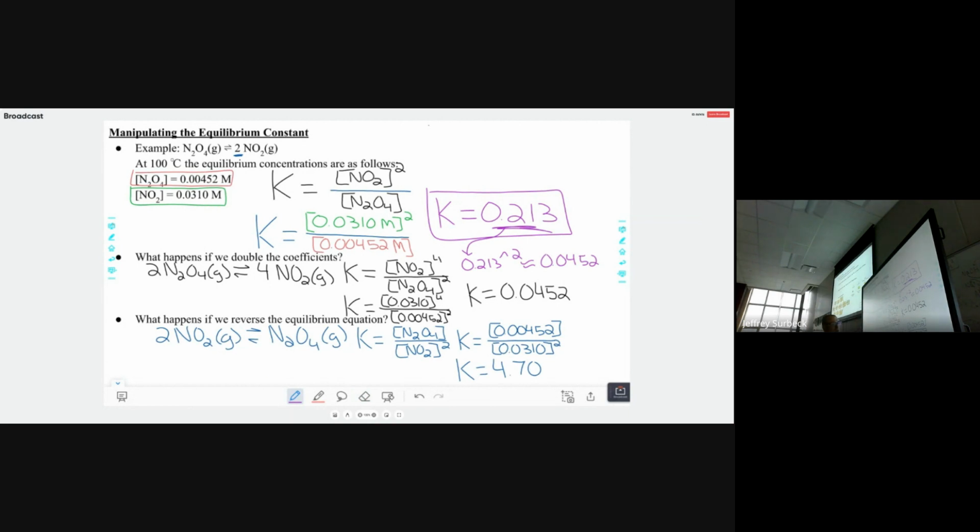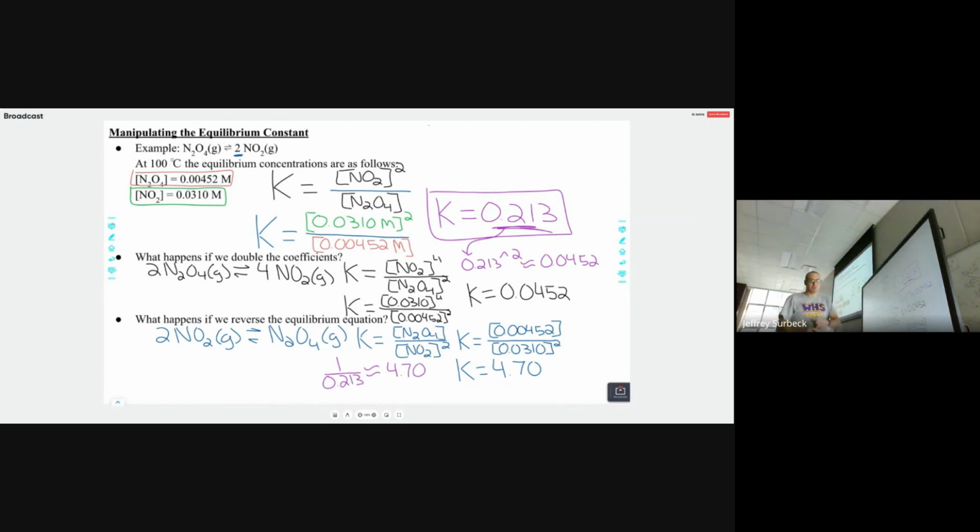If we reverse our equation, we can get that same K value by taking 1 over the original K value, or what we would recall as our inverse. So 1 over 0.213. I'm going to punch it in my calculator, see what I get. 1 over 0.213. And I get a value of 4.6948. By the time we round, that would be a K value of also 4.70.